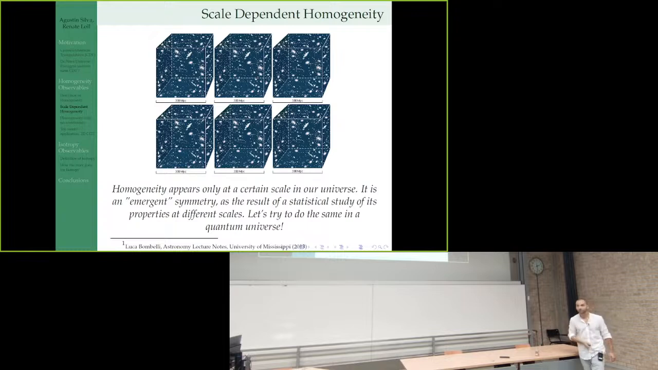In our case, our universe seems to be homogeneous and isotropic at scales above 300 megaparsecs, but not below. So this is a symmetry that is scale dependent. And we try to apply this in a covariant way to quantum gravity. But exactly this is the idea that we want. Our definition of a homogeneous space is going to be that of a space looking the same everywhere and at different scales.